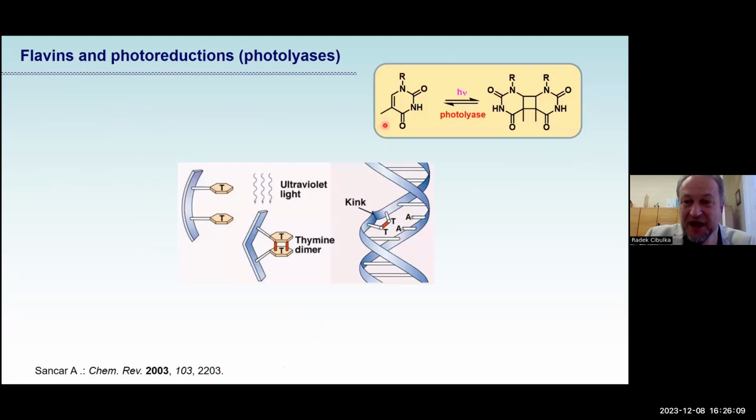photolyase as the compounds responsible for cleaving this cyclobutane skeleton back to thymine or uracil moieties. The problem is that thymine and uracil in our DNA, after irradiation with UV light, form these cyclobutanes, and such DNA is not functional anymore. But flavins are in the enzyme called photolyase, and in this enzyme, the flavin is responsible for back cleavage and restoration of the function of the DNA.